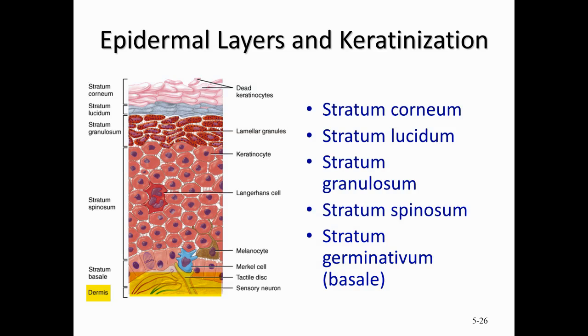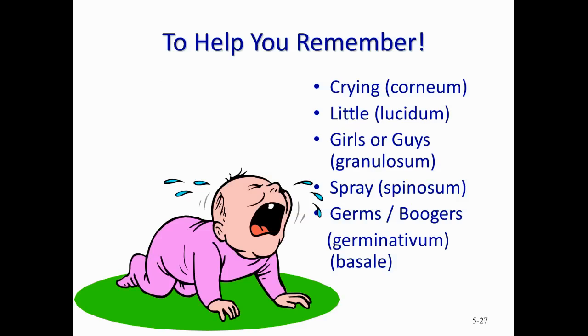That's the epidermis. Now, if we go below that, we're into the papillary layer of the dermis. And again, this is where the blood vessels are. Now, how do we remember this? Here's our mnemonic. Don't forget, crying little girls spray germs if we're talking about germinativum. Or crying little girls spray boogers if we're looking at basal. So here's a crying little girl spraying boogers all over the place.